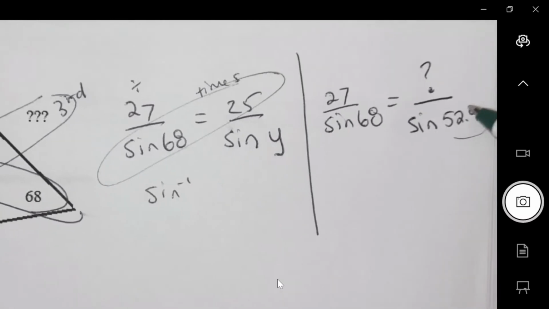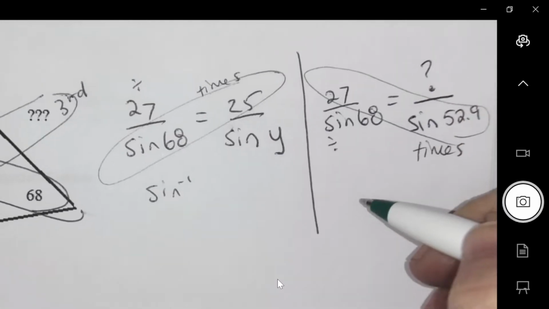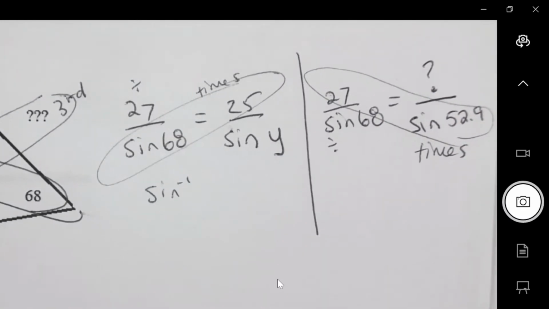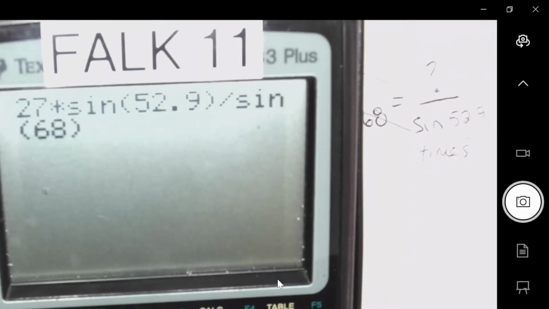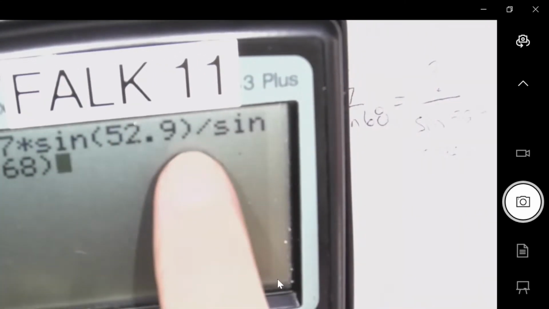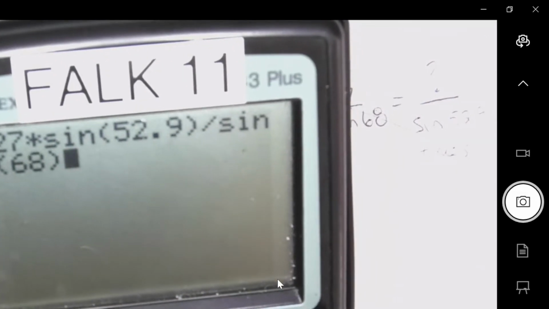So on this one, I'm going to times, divide, and that's it. There's no inverse on this one because it's not an angle. Not an angle, so I don't inverse. And again, if you're doing it on this calculator, make sure you put a bracket after the degree, or it's going to throw it all off.